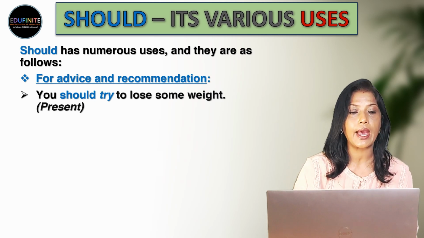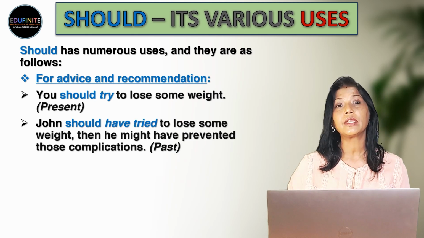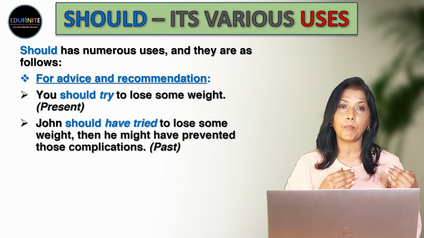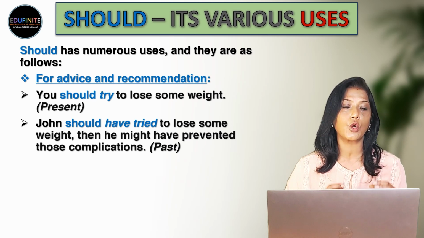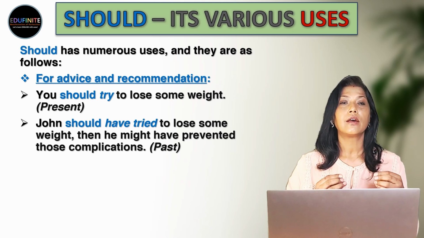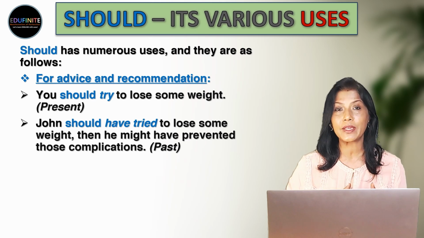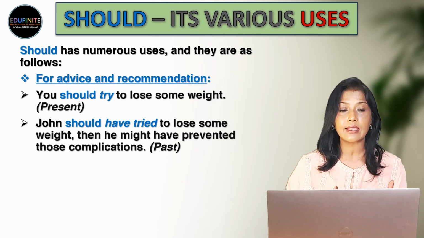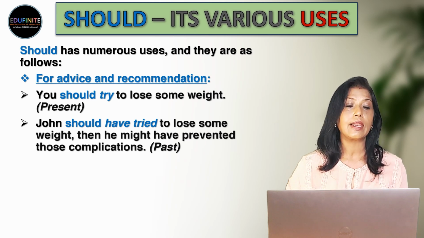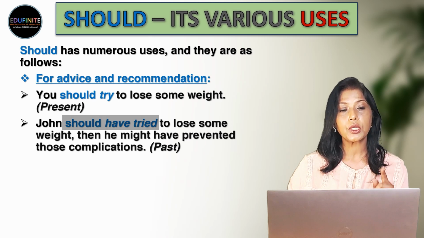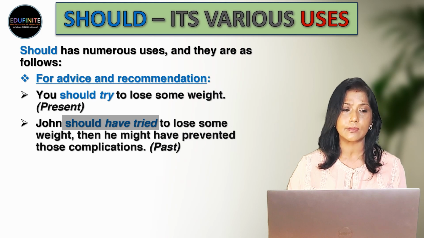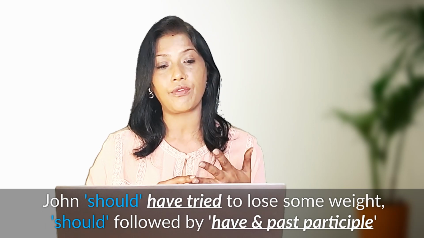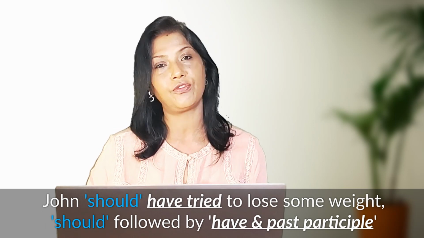Okay. Next, suppose we have to say something that's related to the past. Suppose John was obese and he had faced some problems relating to obesity. Since it's already in the past, we have to structure it like this: John should have tried to lose some weight. Then he might have prevented those complications. So what is the structure? You have should, after that you have have, and then the past participle form of the main verb.